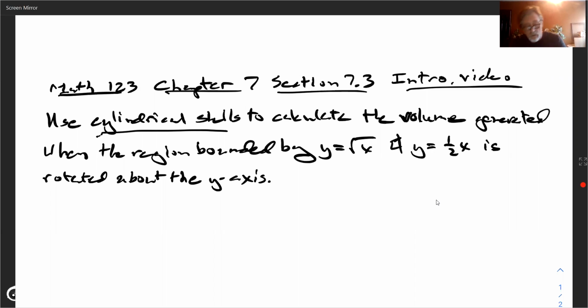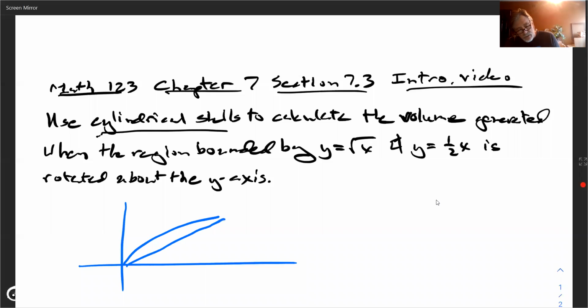It says, use cylindrical shells to calculate the volume generated when the region bounded by y equals the square root of x, and y equals 1/2 x is rotated, this time, about the y-axis. Okay, so typically what we do is we draw this. It's familiar because it was in the last video. We know it goes from 0, and that this point is (4, 2) from the previous experience.